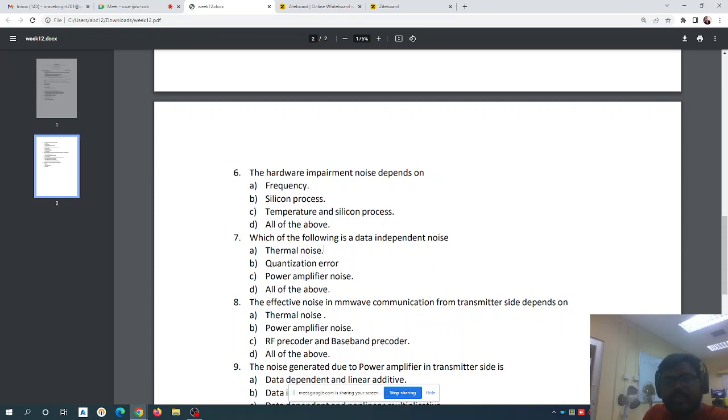So the question is, which of the following is data independent noise? This thermal noise is completely data independent, it has nothing to do with the data. Like you send some data and there will be thermal noise, plus W that we say, and it has some variance. So that is the reason this thermal noise is data independent. So the right option for question number 7 is A.